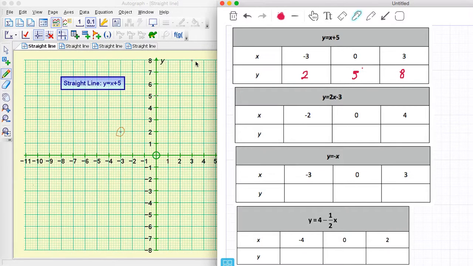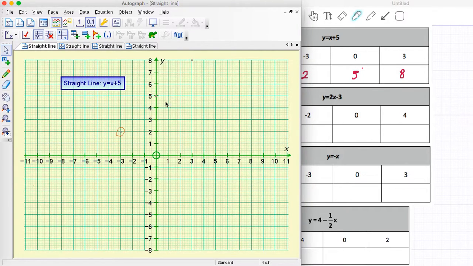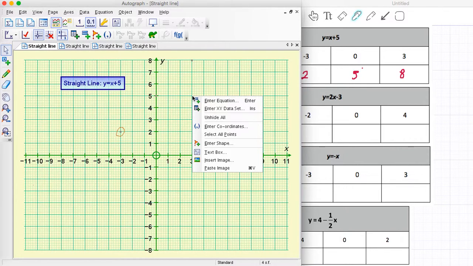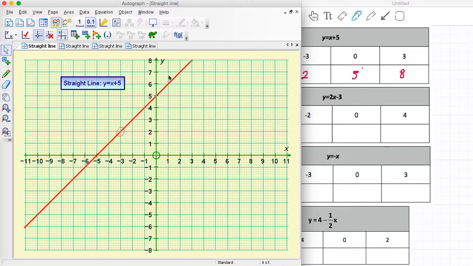and 3, 8. Now once I've got those, I need to make sure that they're all in a straight line. So these are all in a straight line. If they're not, I've made a mistake with my calculation, and that's why I always choose 3, because if you choose 2, you may make a mistake, but with 3, if they're in a straight line, there's going to be no mistake. Now I want to draw the straight line, so I just join through the different points.